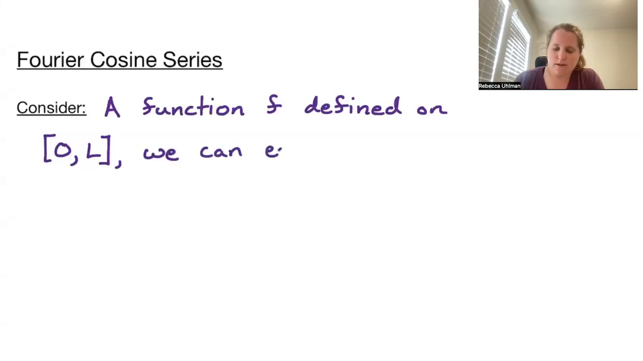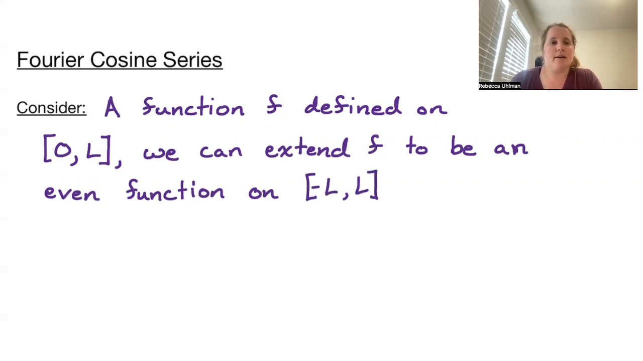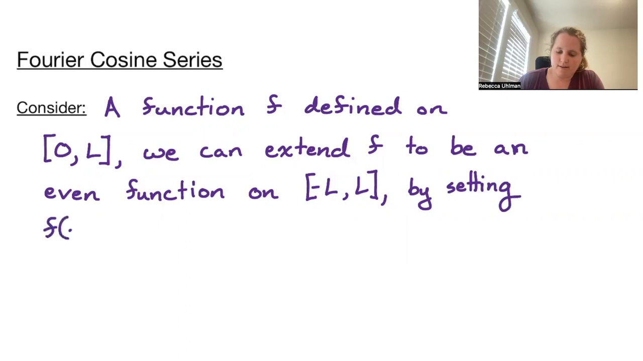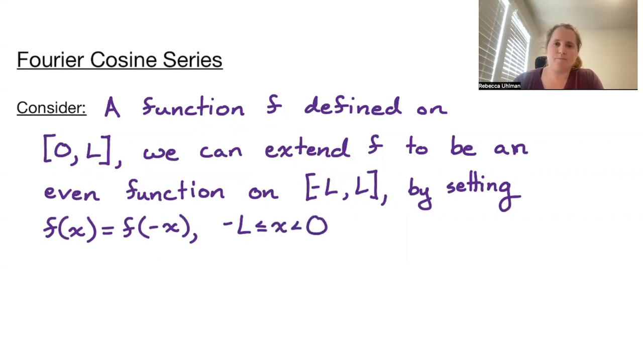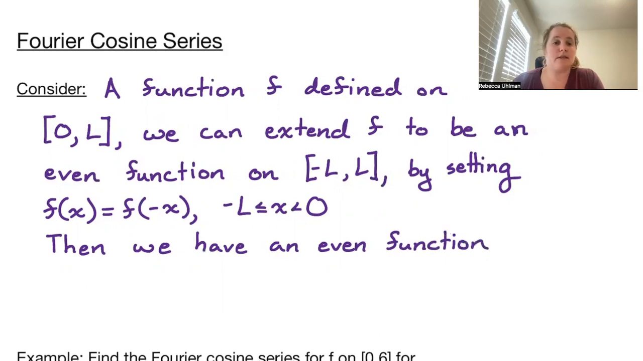So we can extend f to be an even function on the interval negative L to L, simply by setting f of x equal to f of negative x for negative L less than or equal to x less than 0. Right, so this creates the even extension. Then we have an even function, and the Fourier series is a cosine series.